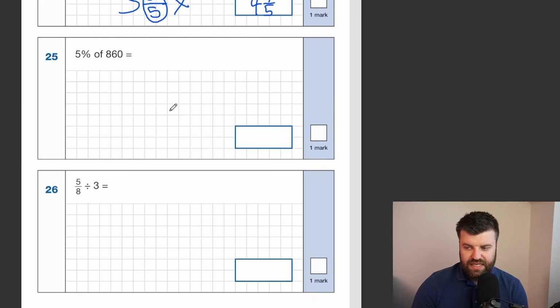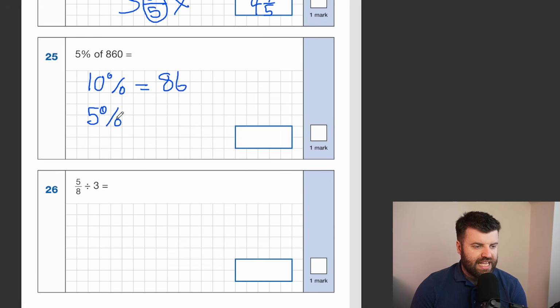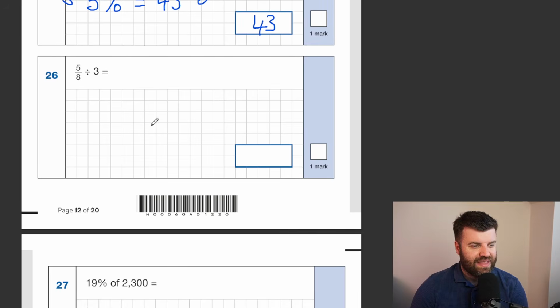5% of 860. To find a percentage of an amount, we can find 10% very easily because it's just 860 divided by 10, and that would give me 86. So to find 5%, what's the link between 10% and 5%? Well, it's half. Half of 10% is 5%. So to find 5% of this number, we're going to half 86. Luckily for us, there's two even digits. We can very easily half this as 43, put our answer, and move on. It's as simple as that.